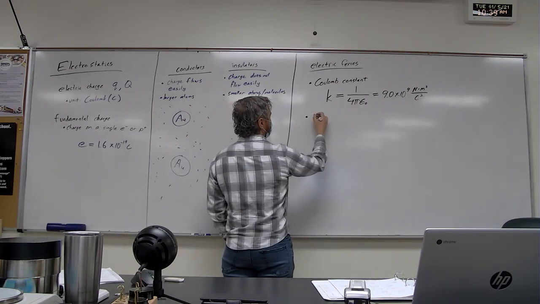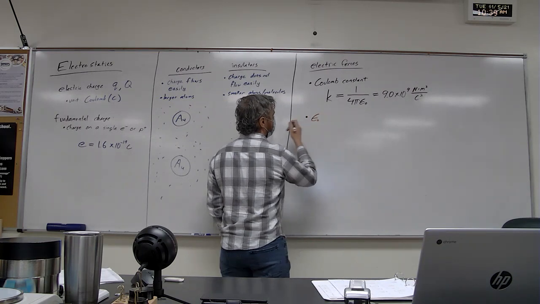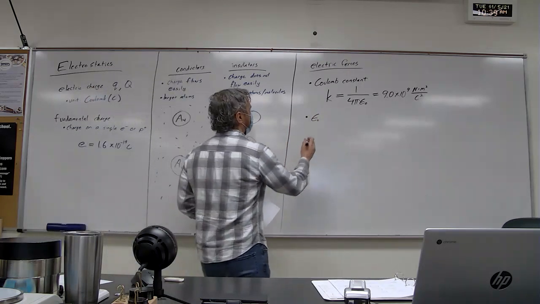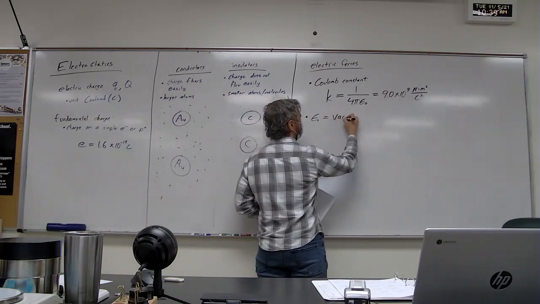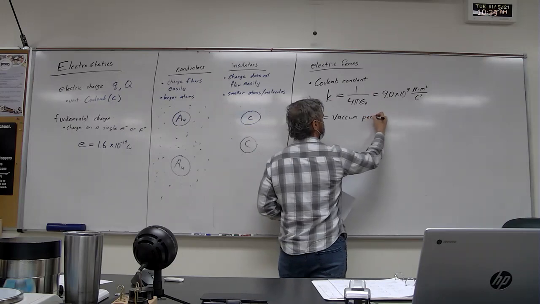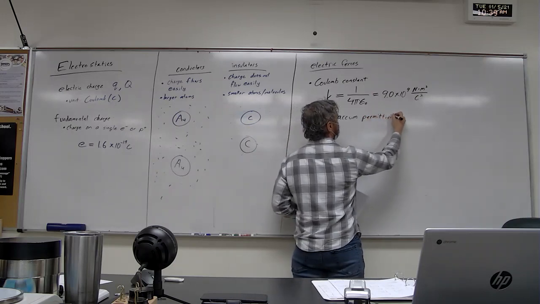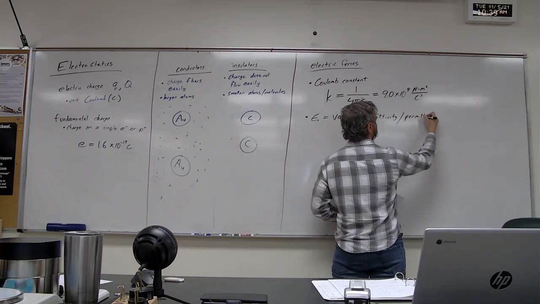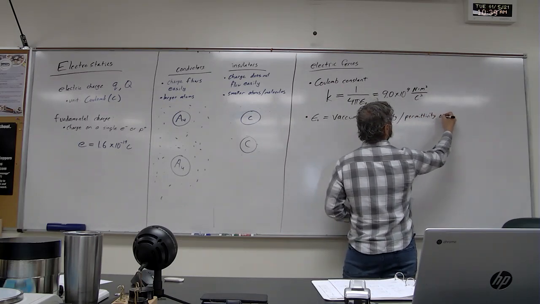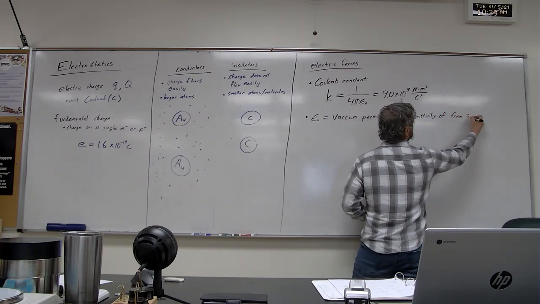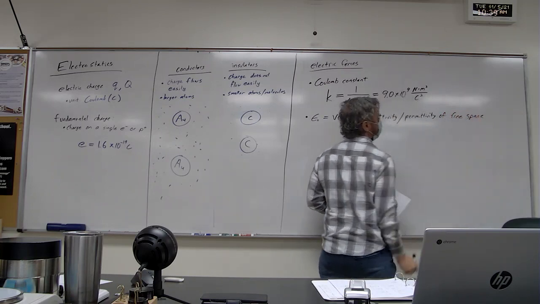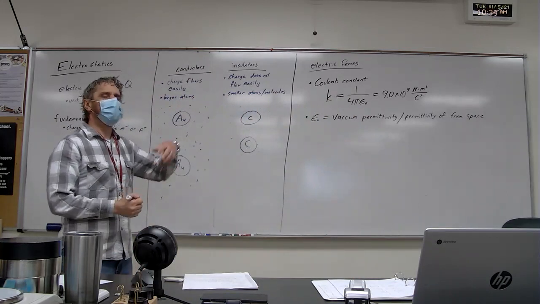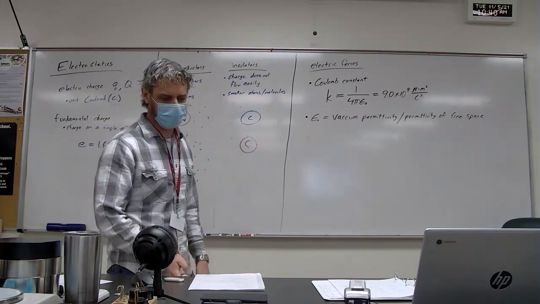Now, what is this epsilon naught? Timothy actually brought this up, kind of. It's what's called the vacuum permittivity, or aka the permittivity of free space. And once we talk about capacitance, once we learn about capacitors, we'll put this in a little more detail. It'll make a little more sense.